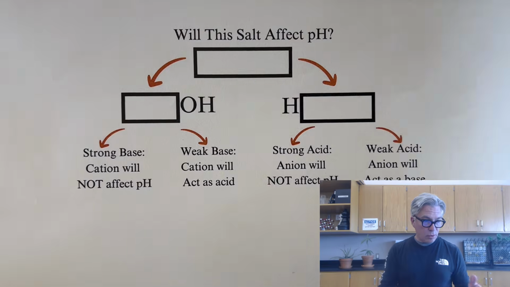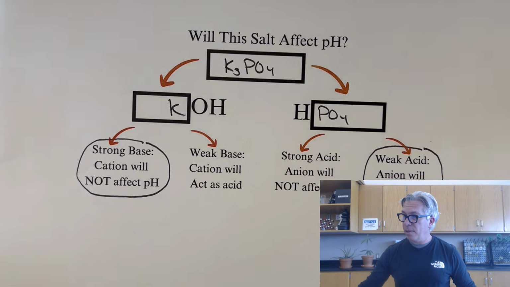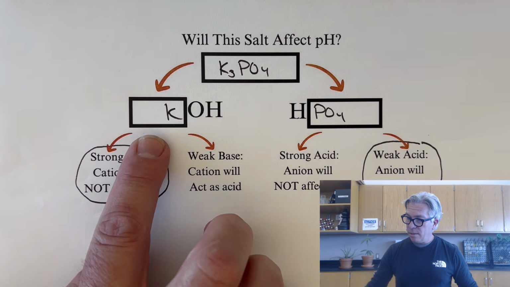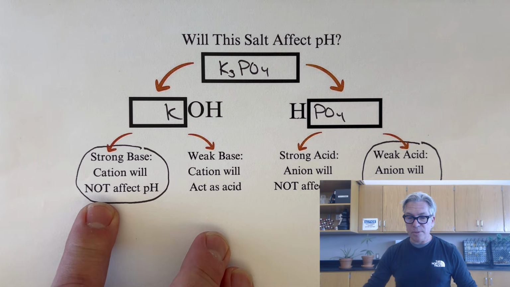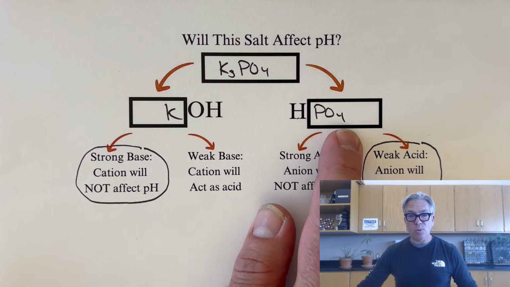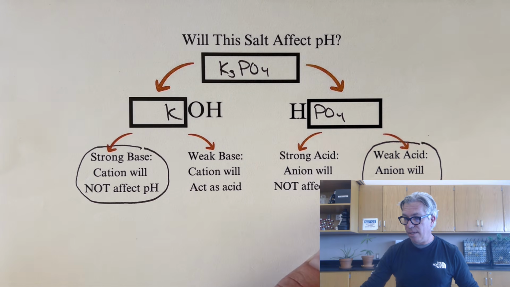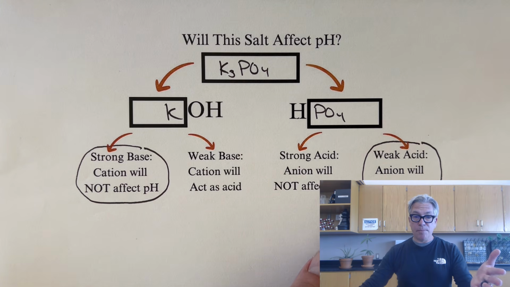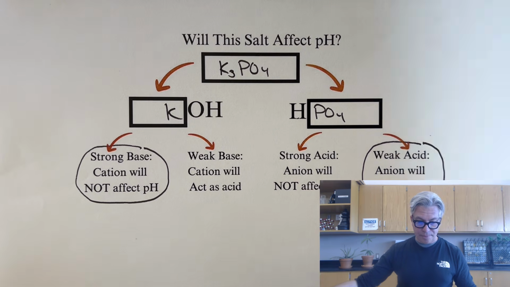Okay, so a couple examples I used in my original video: potassium phosphate. Potassium hydroxide is a strong base, so potassium will not affect the pH. But phosphate is the conjugate of a weak acid, so it will affect and make it a basic solution, and it'll actually make it basic using the diagram I just showed you.